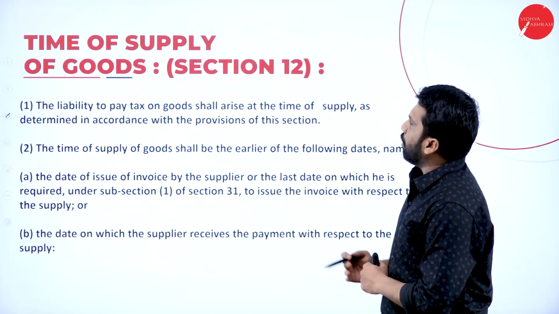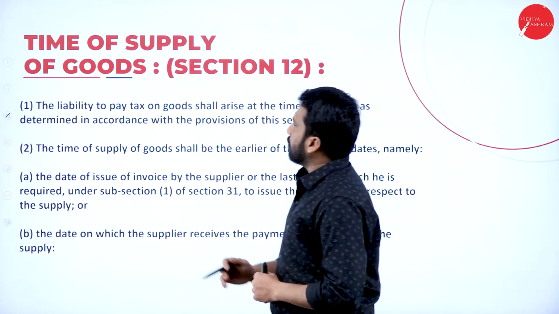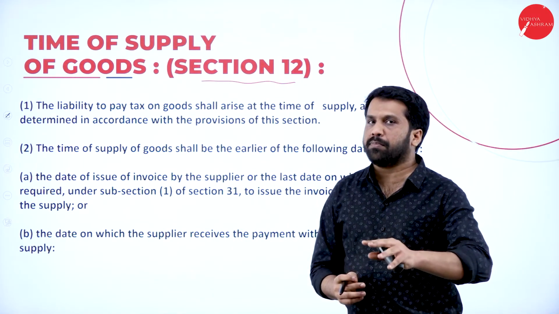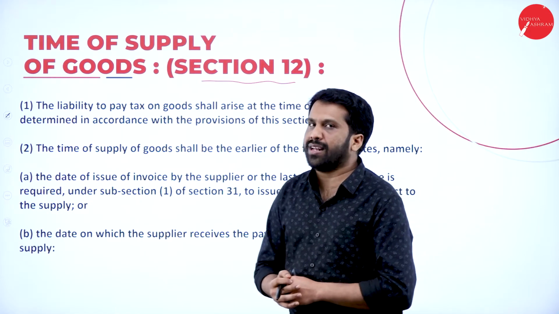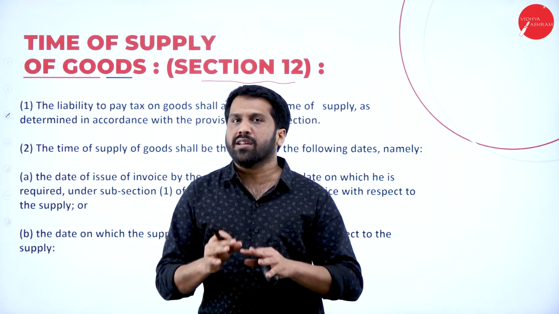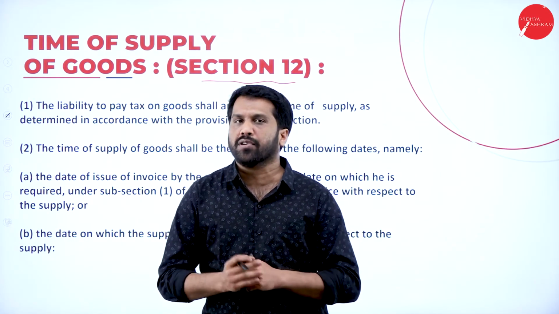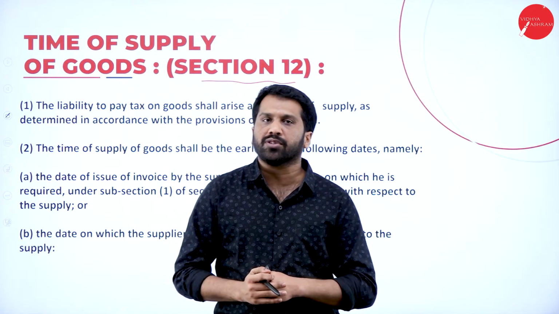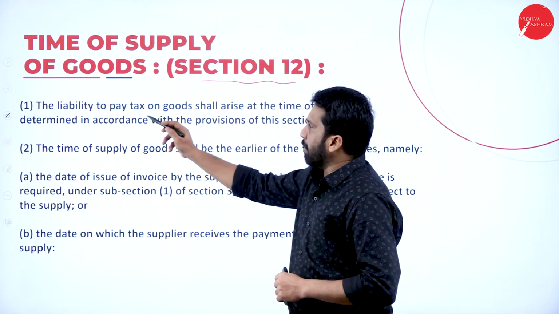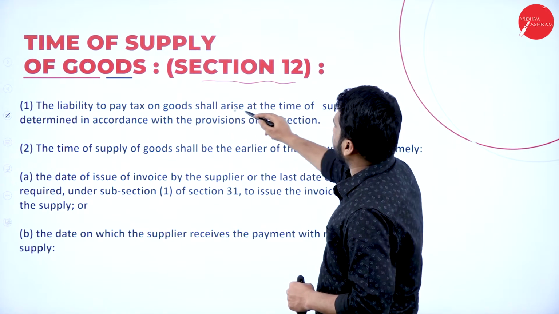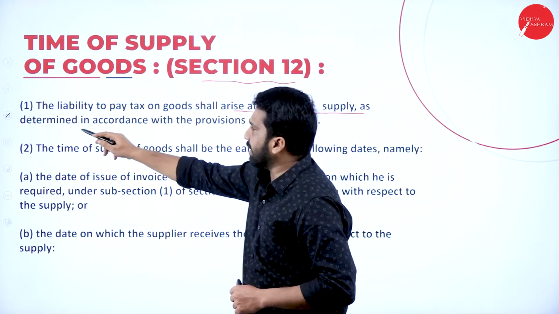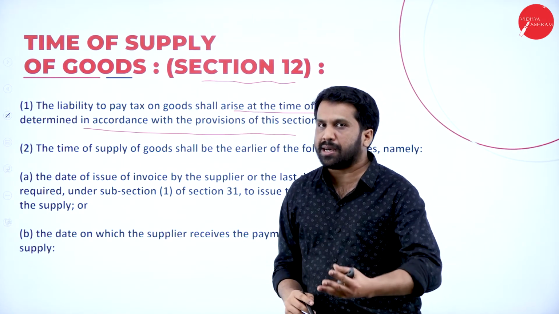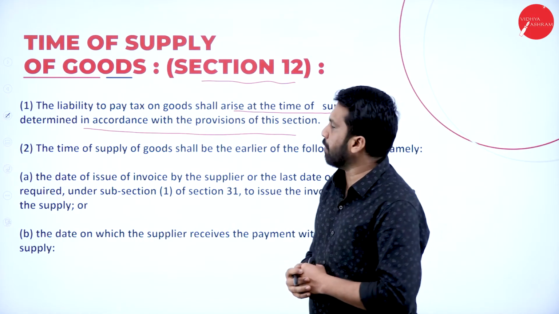Time of supply of goods. As per section 12, what does it say? This is all theory. Maybe it is a little boring for you, but remember for examination, these are your 5-mark questions. The liability to pay tax on goods shall arise at the time of supply as determined in accordance with the provisions of this section. When the goods are supplied, then only we consider it as the time of supply.